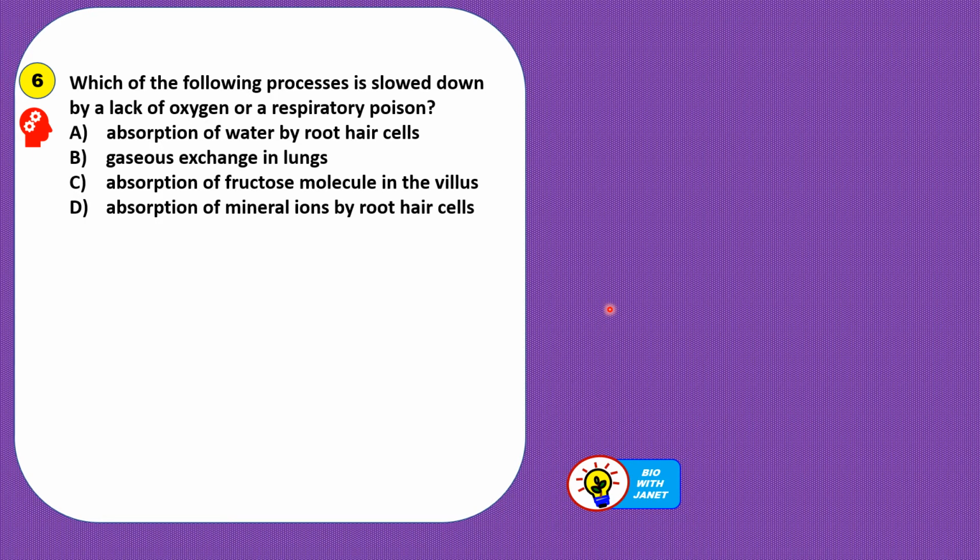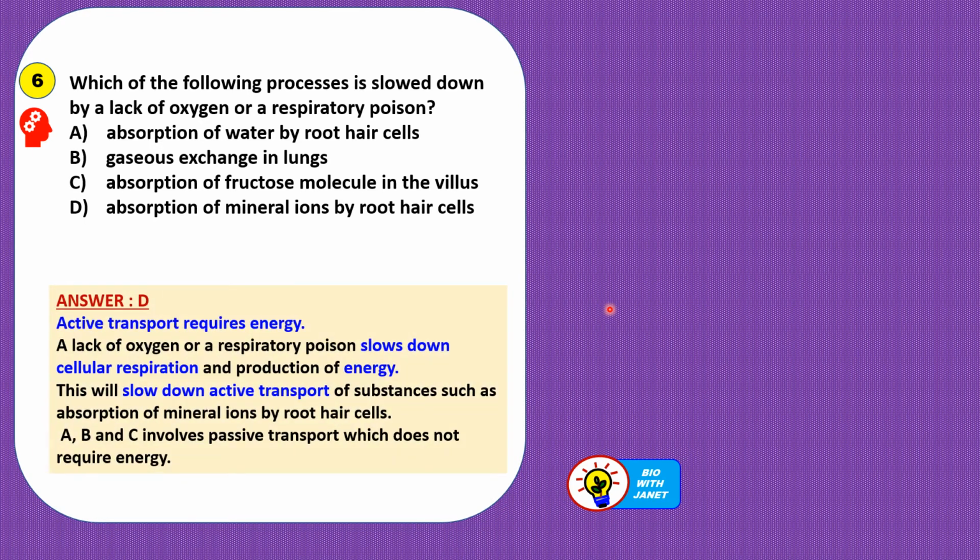Okay, so the answer is D. Absorption of mineral ions by root hair cells. Let's read the question again. Which of the following processes is slowed down, becomes slower, caused by a lack of oxygen or a respiratory poison?